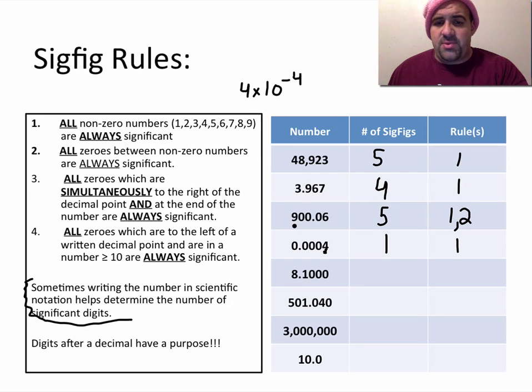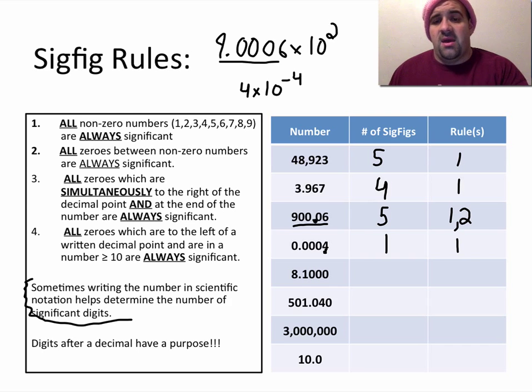If we wanted to put this one in scientific notation, we'd have to move this decimal over twice, 1, 2, and that would be 9.0006 times 10 to the second. And notice in scientific notation you have to have all 5 digits here because these zeros are placeholders. And you have 5 digits. So sometimes you can check your results by putting a number into scientific notation.